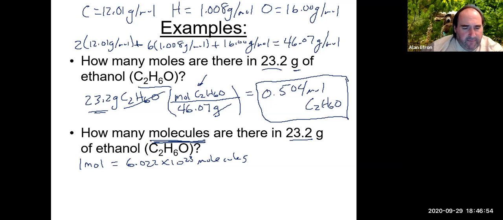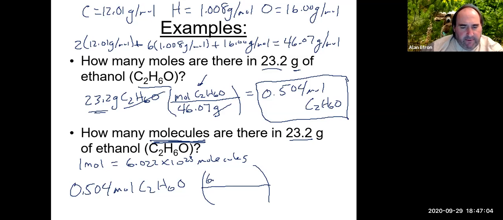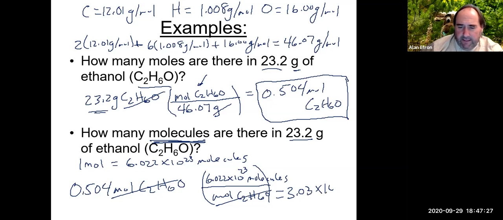Continuing on with our number from the first part, we're going to multiply by Avogadro's number. So the molecules will go up on top, per mole on the bottom. Again, the moles will cancel, and we will end up with something like 3.03 times 10 to the 23 molecules.